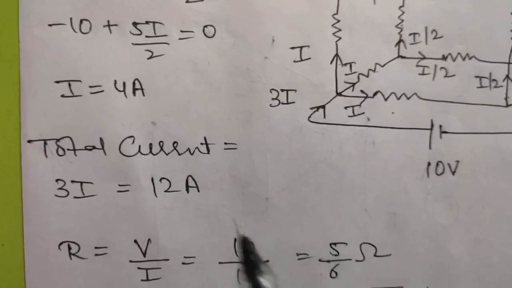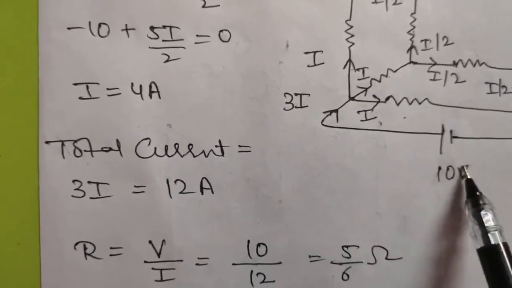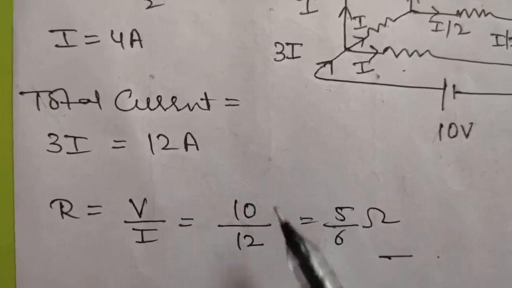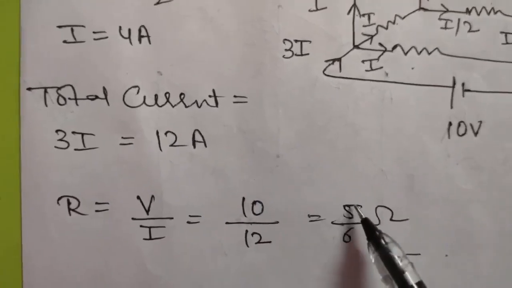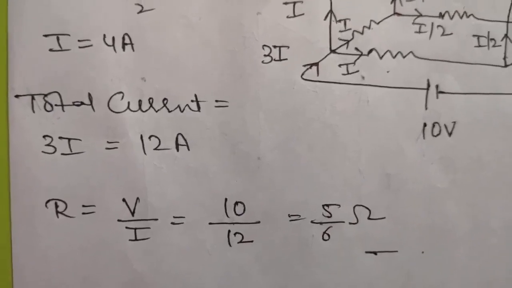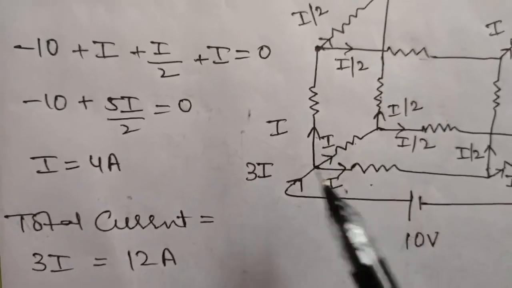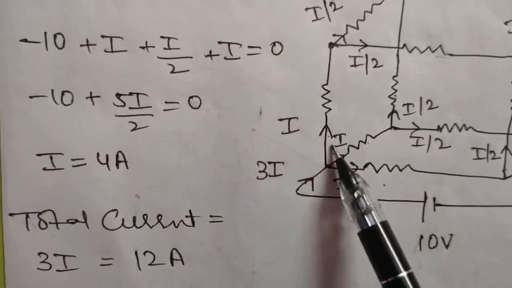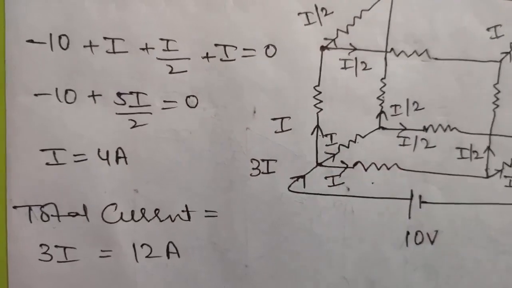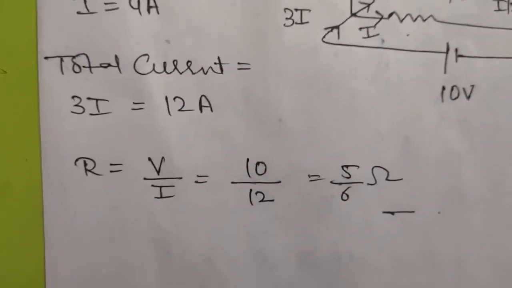Now you know total current in the circuit, you know the total voltage, so you can easily calculate equivalent resistance, that will be V upon I, that is 10 upon 12, that will come to be 5 upon 6 ohms. So this is the value of equivalent resistance. And to calculate current in each branch, you know the value of I, so you can easily tell the value of current in each branch according to the chosen values. So this was your question number 7.